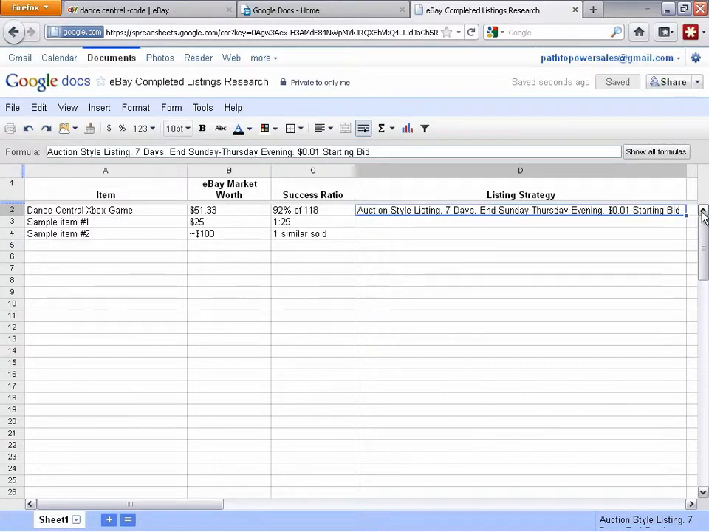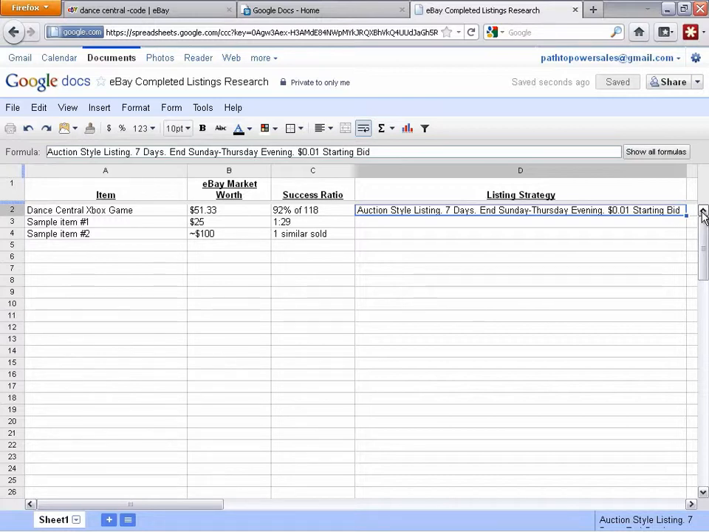Now, the reason I'm going to start this auction out at 1 cent is for two reasons. The first reason is to attract attention. Whenever your product is inexpensive, you are going to drive a lot of traffic to your listing because a lot of interested buyers are going to see how inexpensive your particular product is.